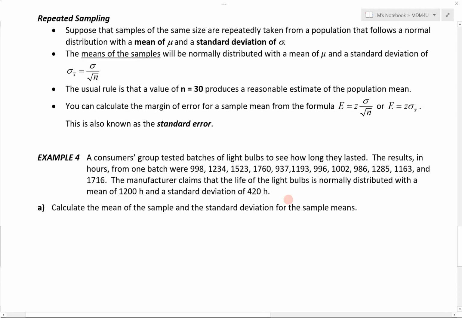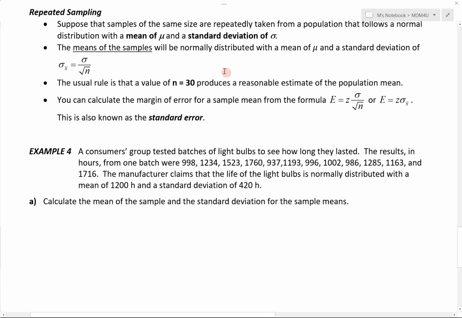Okay, so repeated sampling. Suppose samples of the same size are repeatedly taken from a population that follows a normal distribution, with a mean of mu and a standard deviation of sigma. Well, the means of the samples will be normally distributed with a mean of mu and a standard deviation of sigma x bar. Okay, so we're talking about the means of the samples being normally distributed with this population mean, but with a standard deviation for the samples.